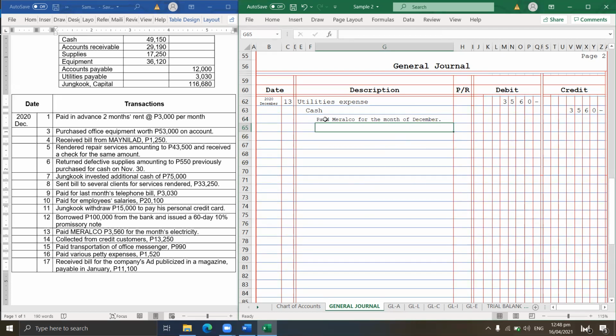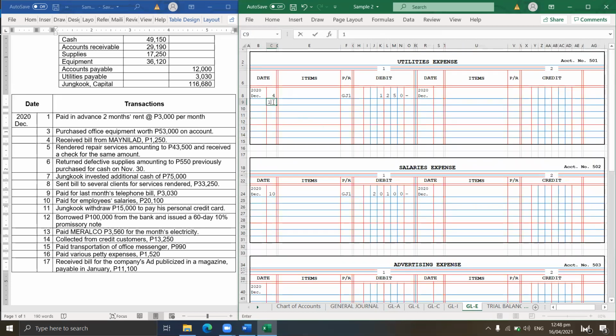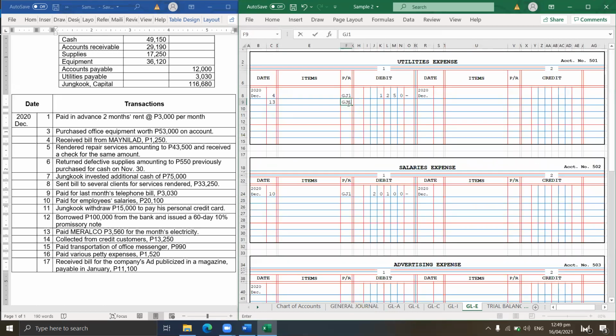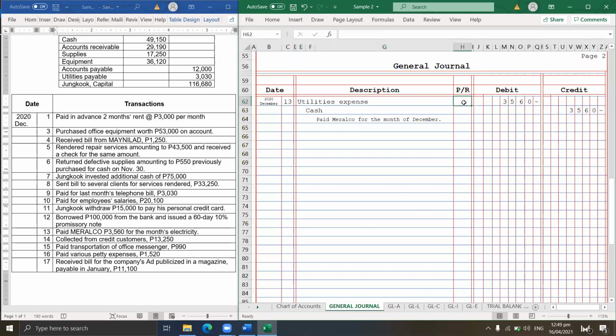Okay, so after journalizing, we proceed with the posting. So magpo-post tayo sa debit to utilities expense. So debit to utilities expense on the December 13. Okay, wala pong items. By the way, nasa page 2 na tayo ng journal, 'di ba? So we should put already GJ number 2. Okay, ayan. Then amounting to 3,560. Okay? So after posting that, balik sa journal, put 501 sa account number. So that's 501. So done with the posting ng utilities expense.